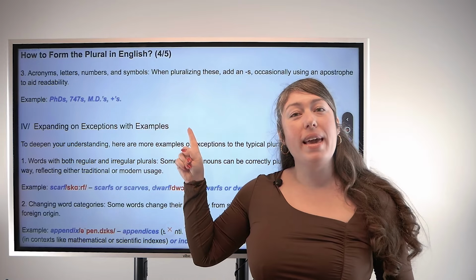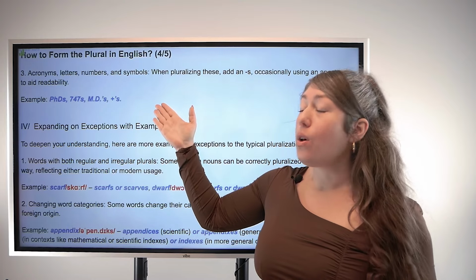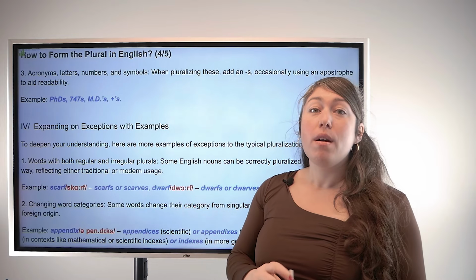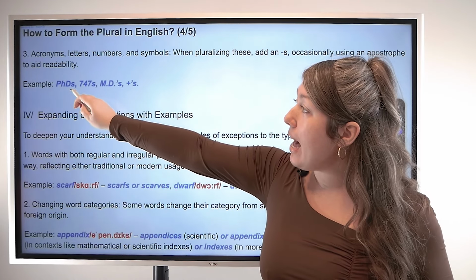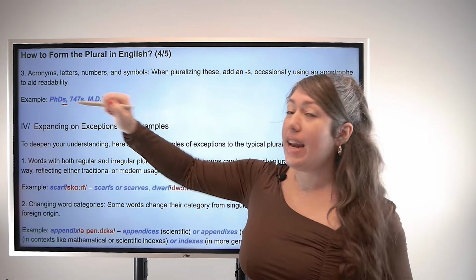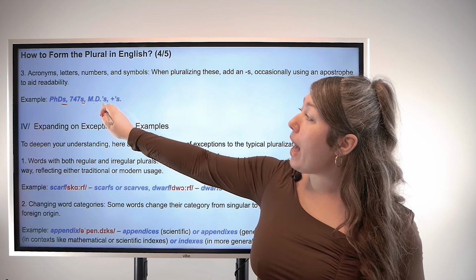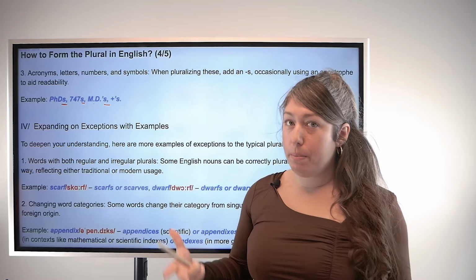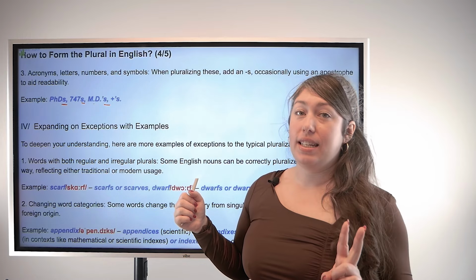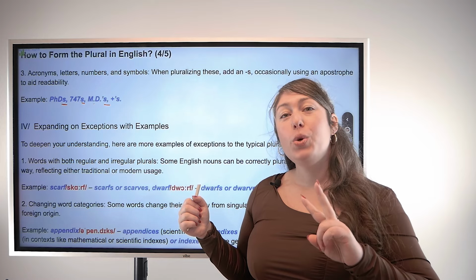Good. Now let's look at making plurals from acronyms, letters, and numbers, because we often add S or apostrophe S, and when we add apostrophe S, this is to help us with readability. For example, one PhD, we simply add an S to make it plural, and we say PhDs. 747, we add an S to make it plural, and we say 747s. MD, as a singular, we add apostrophe S, and this is to aid in the readability, and we say MDs. So once again, one PhD, two PhDs. One 747, two 747s. One MD, two MDs.